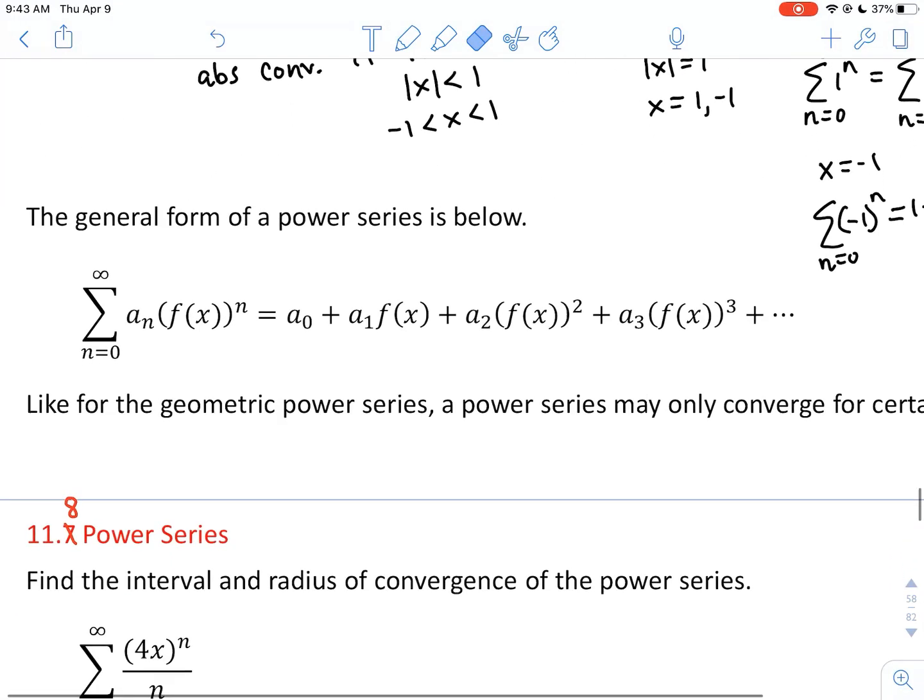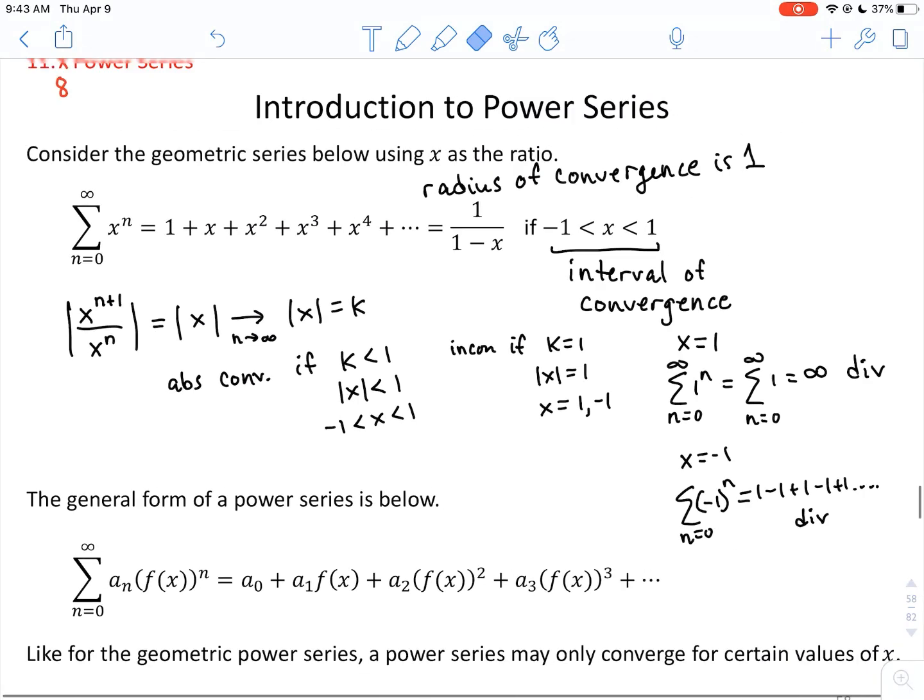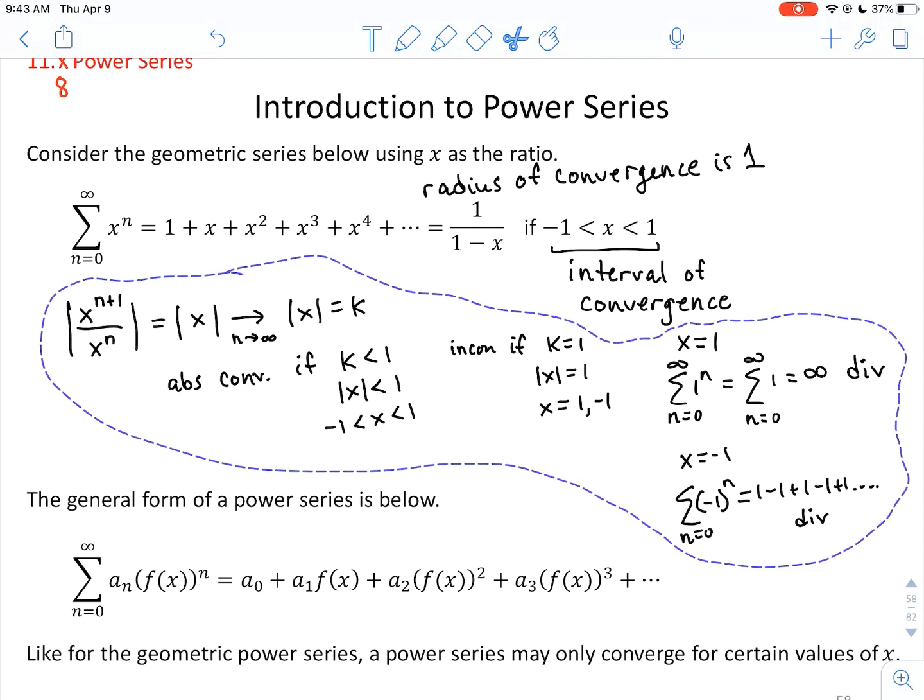Now, what we're going to do for the next 3 or 4 examples is effectively repeat what we did here. We're going to do the ratio test, get some k, set k less than 1, and solve for x to find the interval of convergence. And then we're going to test the endpoints using other tests other than the ratio test to determine if the series will converge at the endpoints of the interval of convergence.